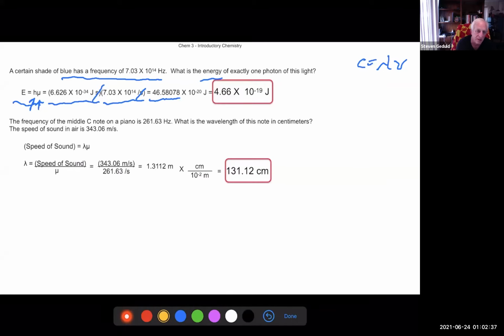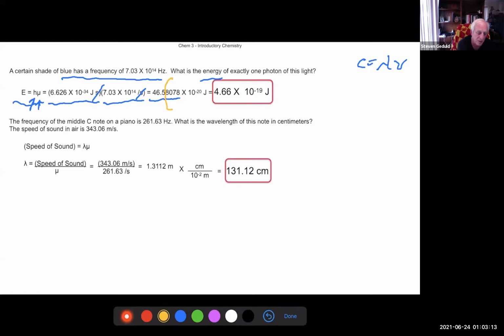Okay. The measurement that we have is 7.03 times 10 to the 14 hertz. That has 3 significant digits. We're doing multiplication and division, so the number with the lowest number of significant digits is going to determine our answer. So our answer has to only have 3 significant digits. So it has to cut off right there. Okay. So 8 is greater than 5, so the 46.5 rounds up to 46.6.